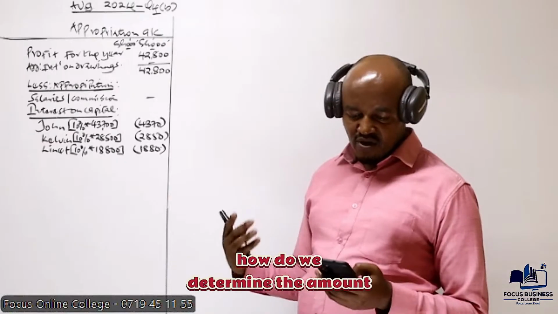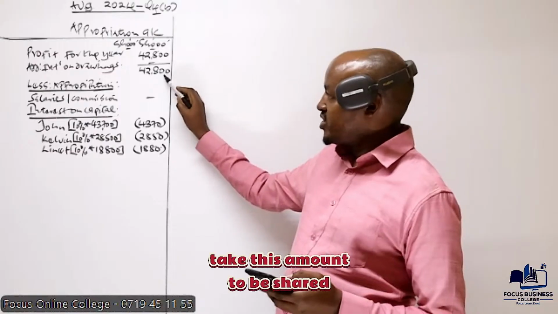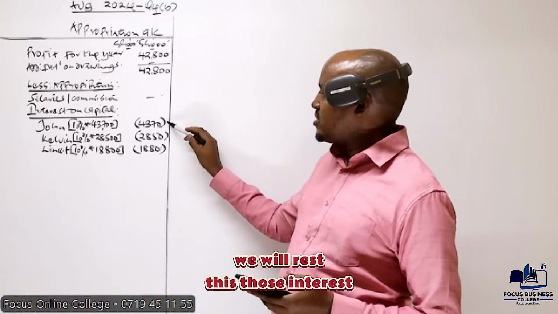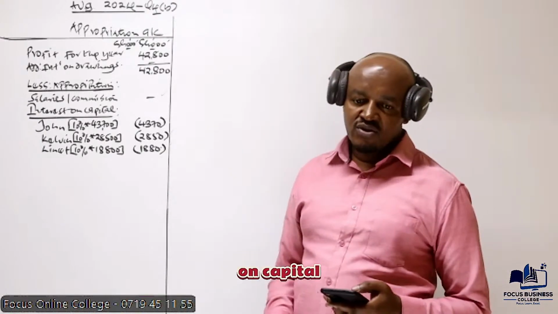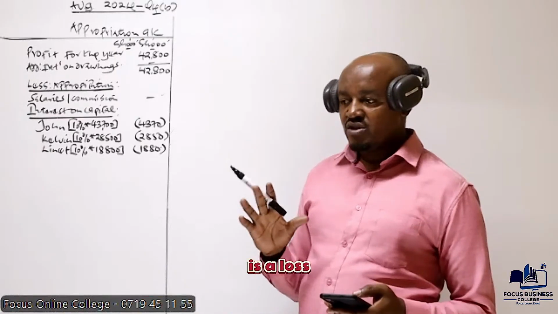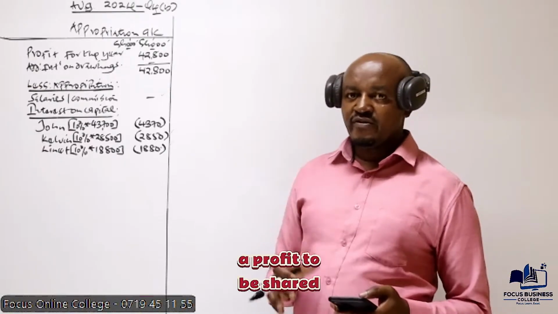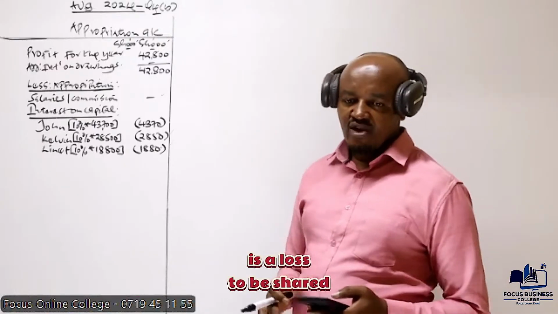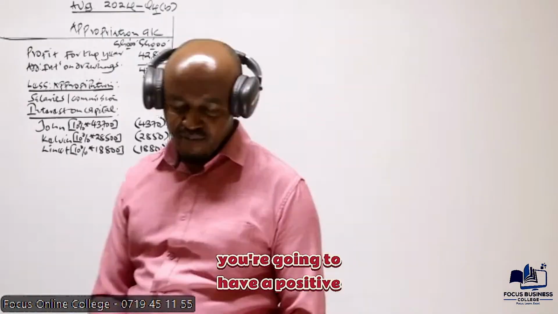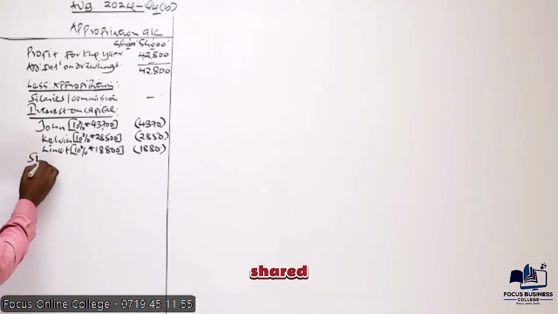So how do we determine the amount to be shared as profit or as loss? Basically, we take the amount to be shared minus what we have there. Remember, you don't have salary or commission, so we will subtract the interest on capital. If we get a positive figure, that is a profit to be shared. If we get a negative figure, it is a loss to be shared. Automatically, this one will be a positive figure, so that is a profit to be shared.